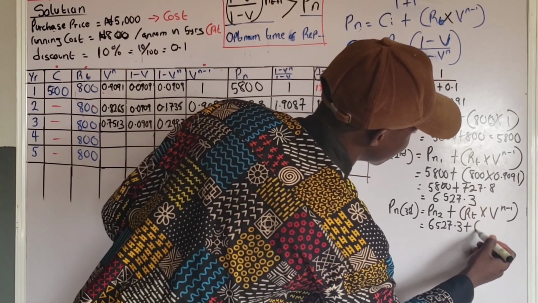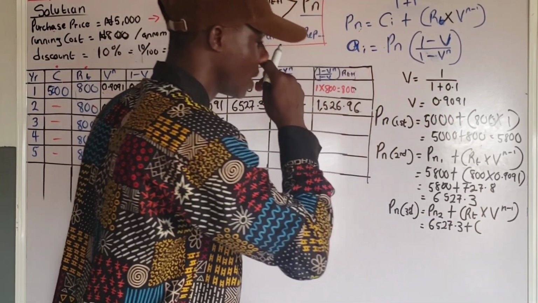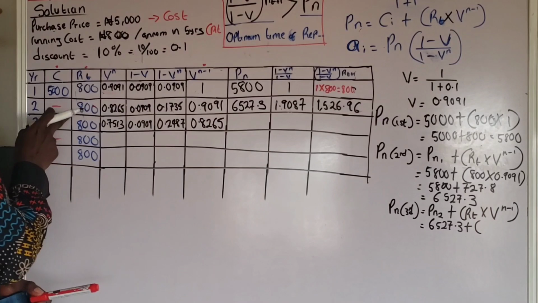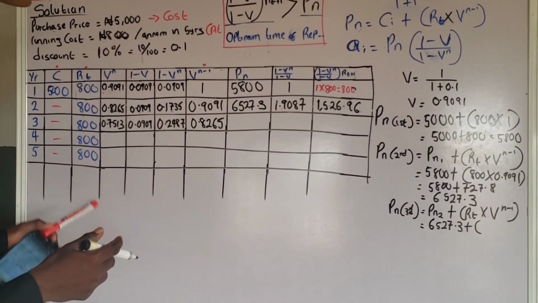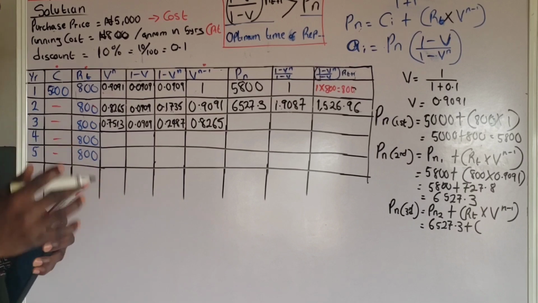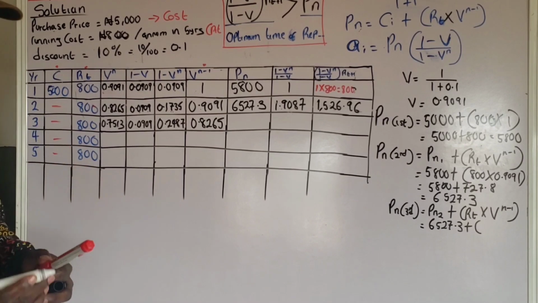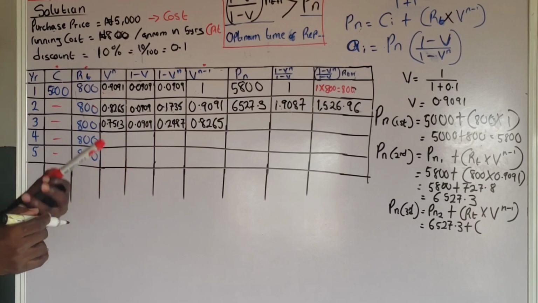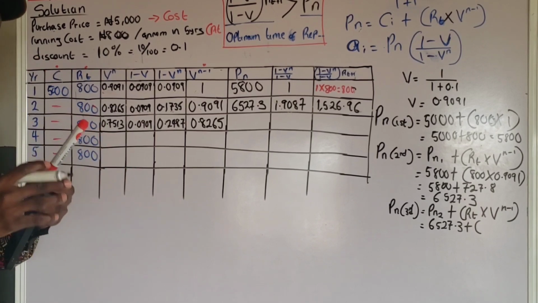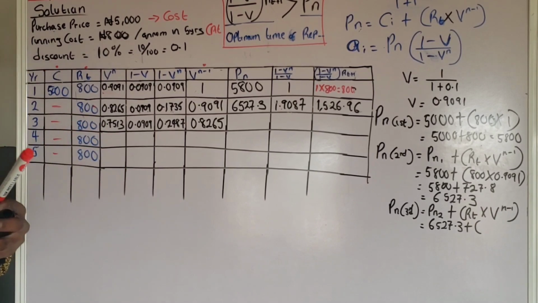6527.3 plus RT. RT for the second year is 8. For the third year, don't forget that we are now in the third year. The RT is different from RT plus 1. RT simply means RT of that same year. RT plus 1 simply means RT of the next year.